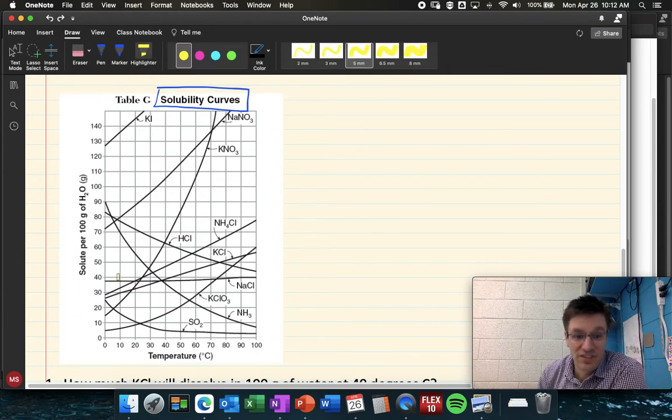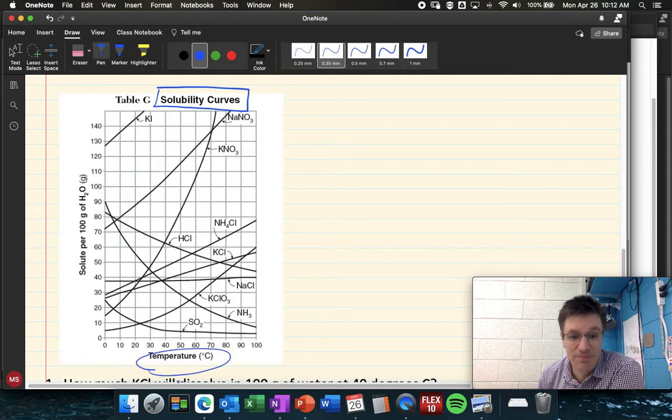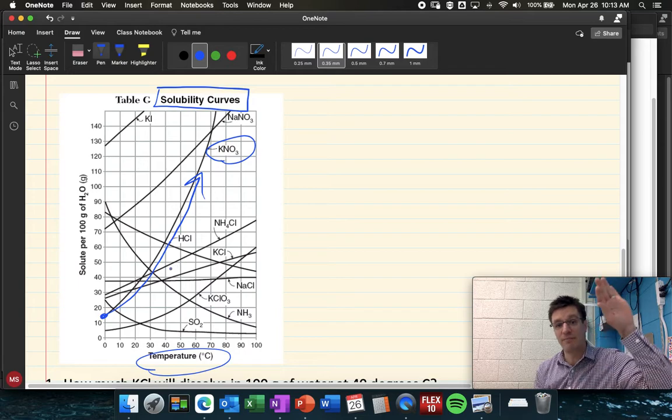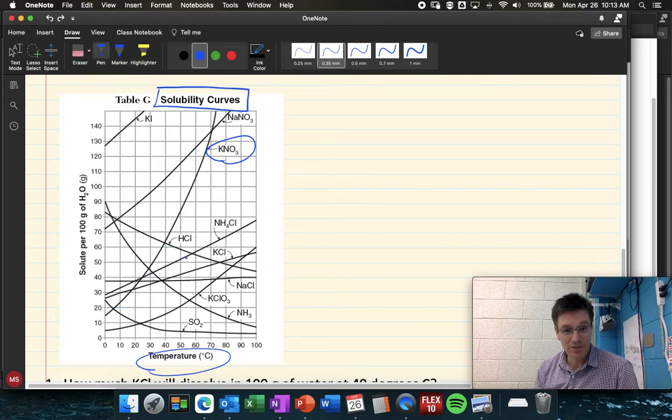Now you'll notice these lines are not straight, and they're not just dots on a graph, they're lines. That's because, again, the solubility of things changes, and it depends what you're dissolving. In general, for something like KNO3, at low temperatures you cannot dissolve very much, but as you go up in temperature, the amount of KNO3 that you can dissolve keeps going up. Some compounds are the reverse, so just be aware of that.